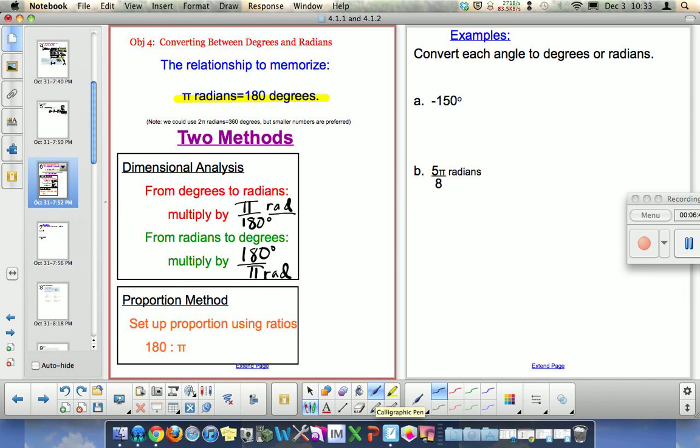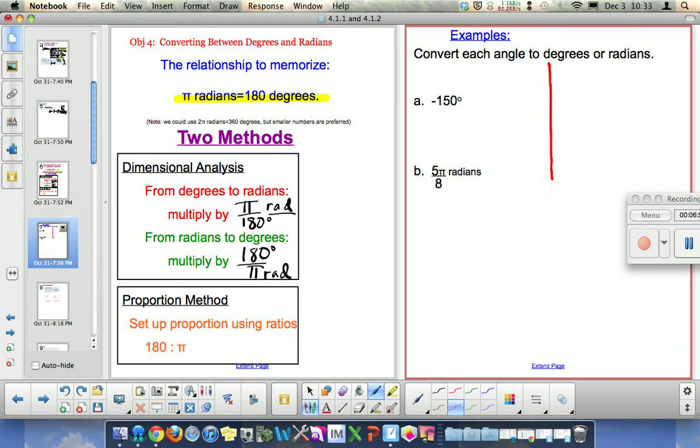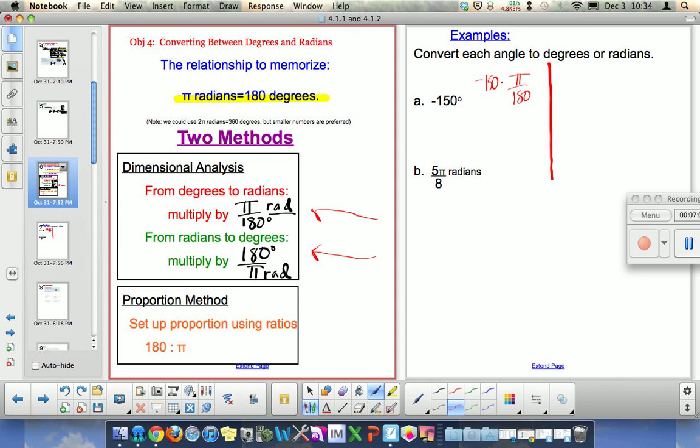The proportion method will work no matter what, but we'll always just set up a proportion with 180 over pi. So I'm going to show you both methods for these 2 examples. So negative 150 degrees. With the dimensional analysis method, I would simply do negative 150 times pi over 180, because to convert from degrees to radians, I always multiply by pi over 180.